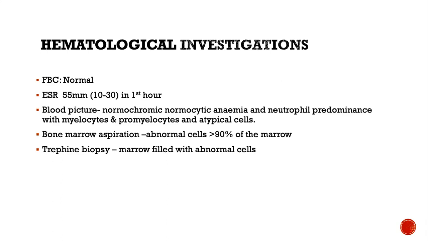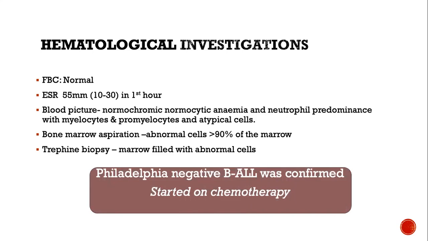Hematological investigations: full blood count was normal. ESR was 55 millimeters in the first hour. Blood picture showed normochromic normocytic anemia and neutrophil predominance with myelocytes, promyelocytes and atypical cells. Bone marrow aspiration showed more than 90% abnormal cells. Trephine biopsy showed marrow filled with abnormal cells. So it was diagnosed histologically as Philadelphia negative B-ALL, and he was started on chemotherapy.